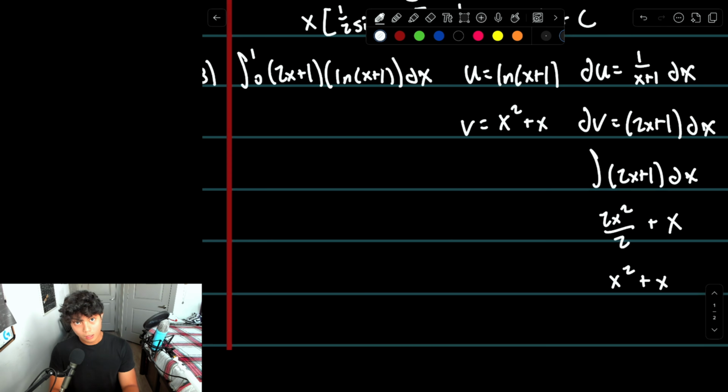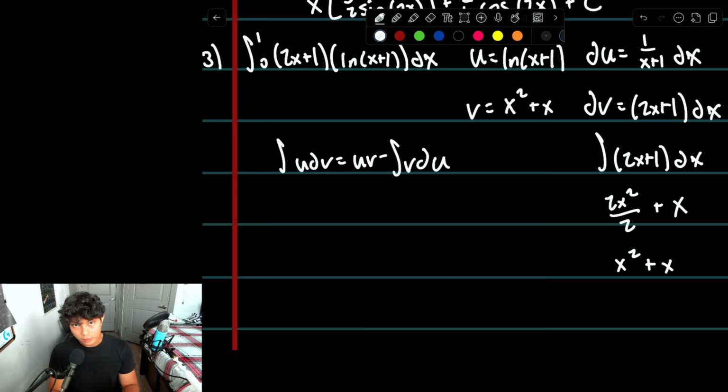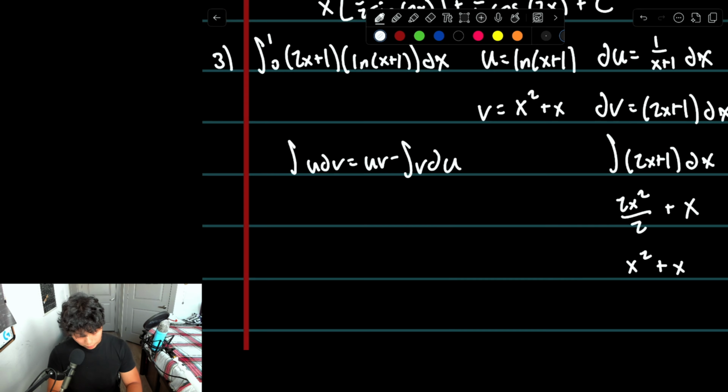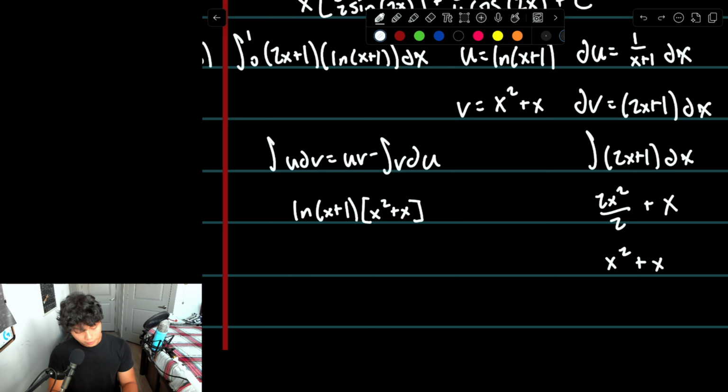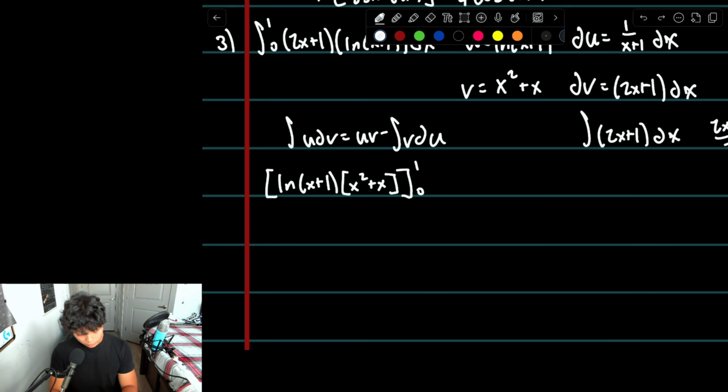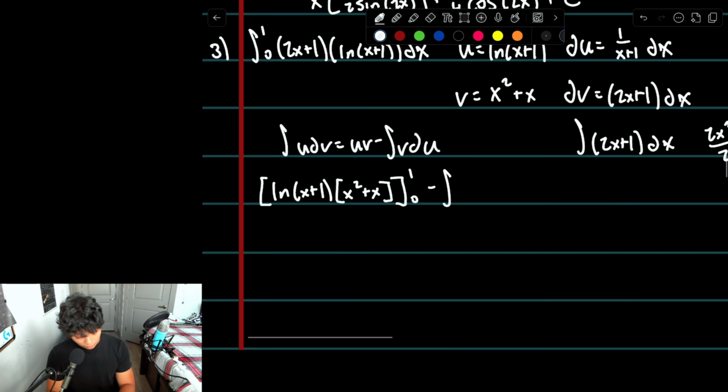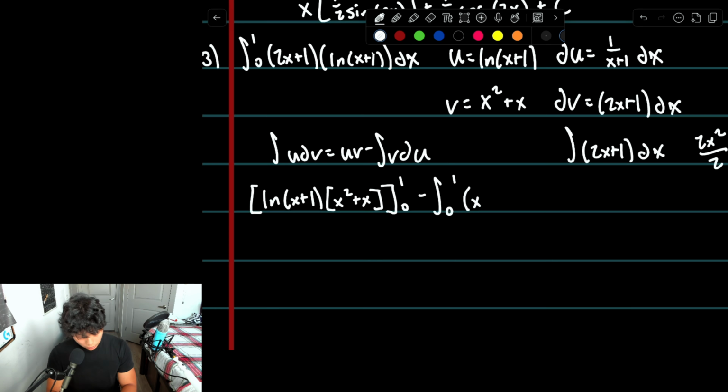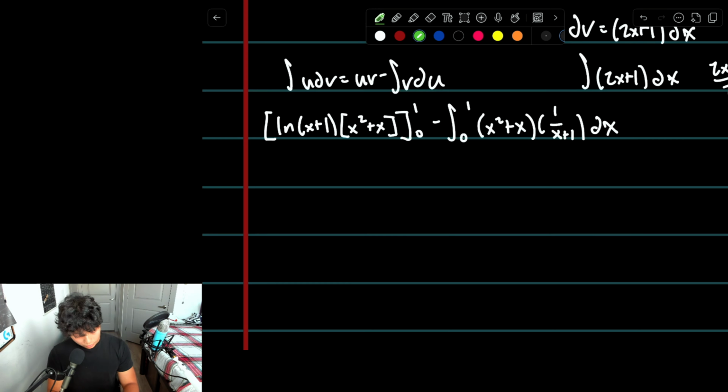We can then plug in all of our variables into our formula, and now this is where things will start to change. When we plug in our uv, we want to make sure that we evaluate it with our bounds, which is 0 to 1. And then when we do the second half, we want to also put our bounds in the integrand. So the integral from 0 to 1 of x squared plus x times 1 over x plus 1 dx. Now we'll give some attention to this first half later, but for now, let's try to integrate this second half.